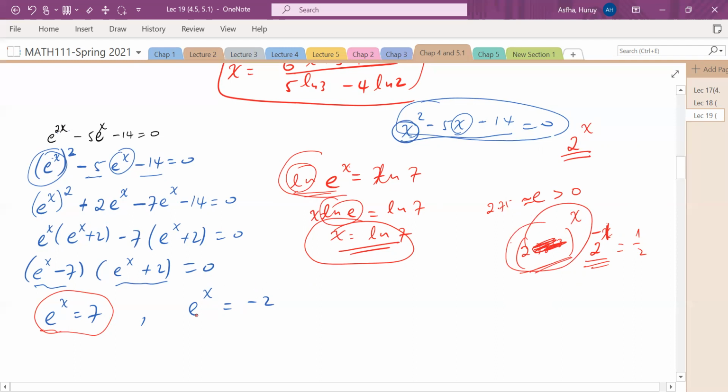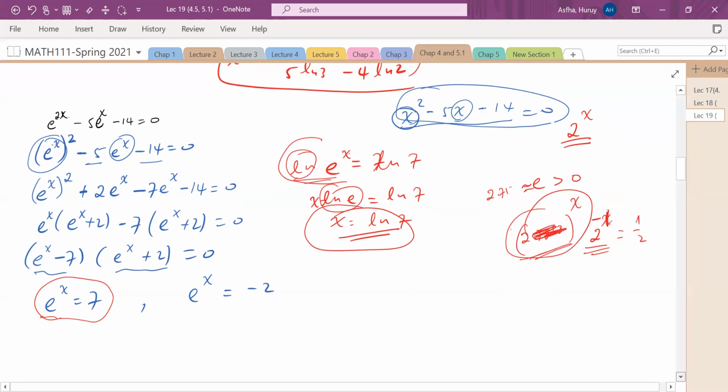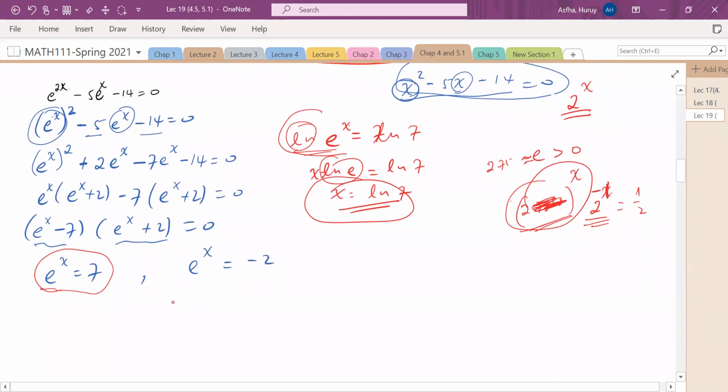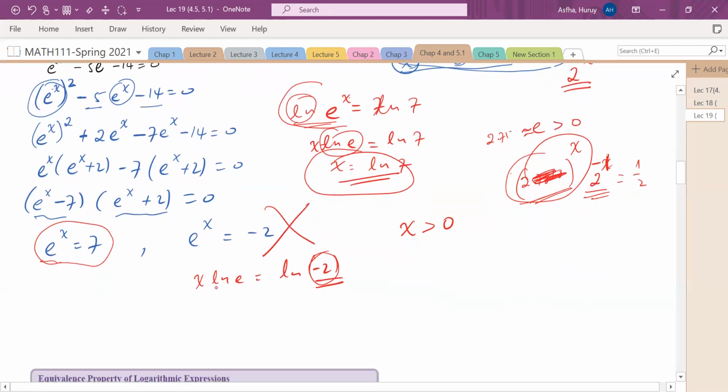But here we have negative. e to the power of x equals negative. And to show that, even if we apply the logarithmic rule, if we convert this one to logarithm, what we get is x ln e equals ln negative 2. And for logarithm, the domain is greater than 0, right? But here we have not greater than 0. So this is not a solution, okay? It's only the first one, ln 7, which is the solution.